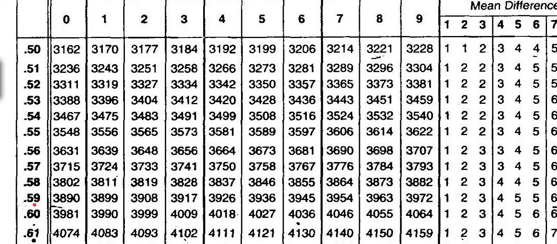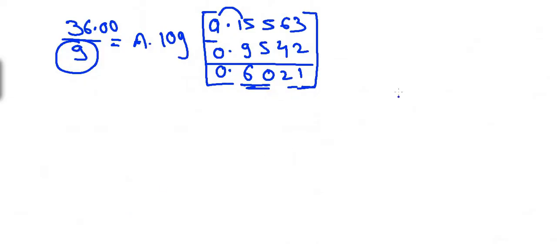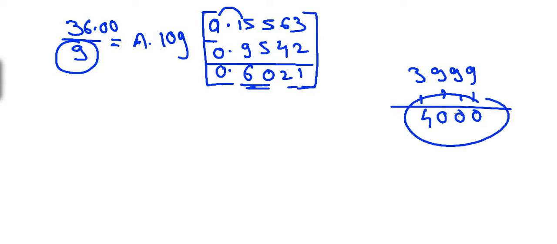Now antilog of 0.6021. Here is 0.60 in the first column, 2 in the first row. Now take their intersection. They intersect at 3999 and mean difference of 1. So mean difference corresponding to 1 is 1. So let us add this to 3999. Therefore 3999 plus mean difference 1, and 3 plus 1 is 4. So 4000 is the antilog. So this is equal to 4000.